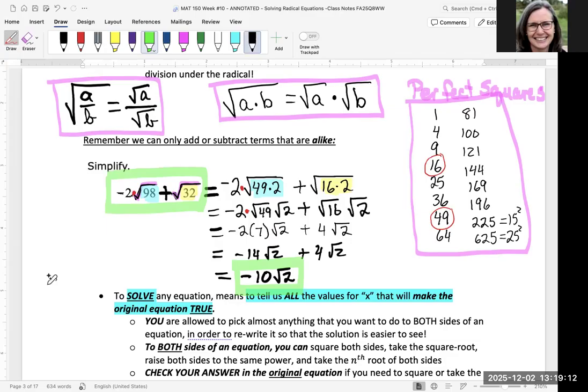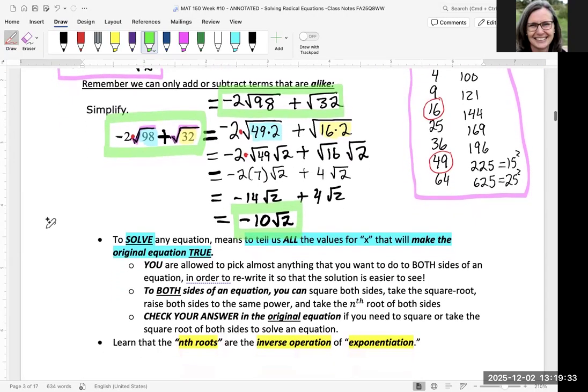And I will write out what they originally gave us without all the color. They gave us -2 times the square root of 98 plus the square root of 32. And they said, can you make this more simple? Can you simplify this? All right, if you have questions, let me know.